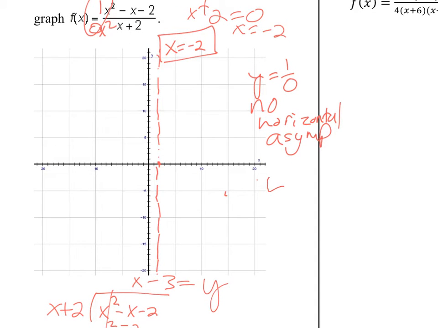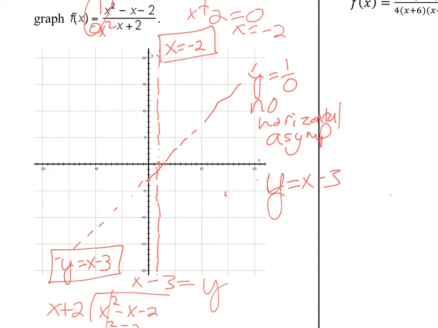So I have a y equals, that's a y equals x minus 3. So to plot this, I plot minus 3, and I have a slope of 1. So I'm going to come up to 3 here. So I'm going to write this here so my teacher knows I know what my slant asymptote equation is. Now I'm going to plot some points. Okay, so now I have x, y.